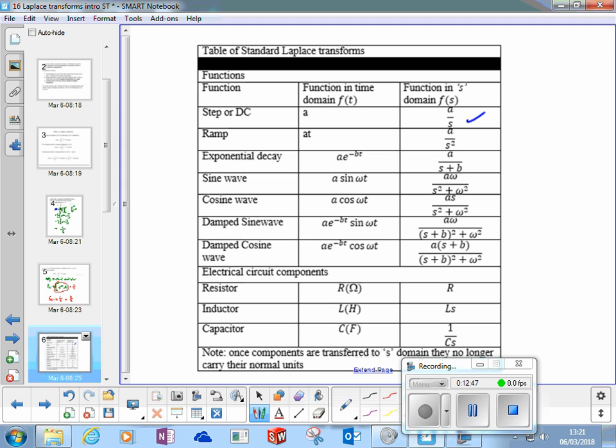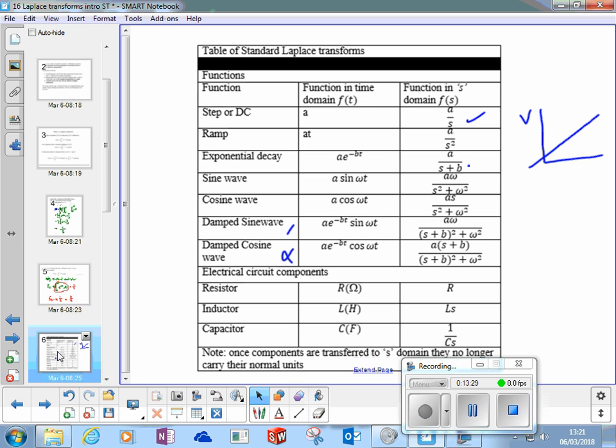A ramp function is a times t. A ramp is if we were putting in a voltage that is increasing over time, like so, we'd use a over s squared for that. We've got exponential decay, the Laplace transform function, sine wave, cosine, damped sine wave. Not sure we'll use that one, but that's there for completeness anyway, the damped cosine wave. Okay? But we'll certainly be doing ones that involve the damped sine wave. Alright?